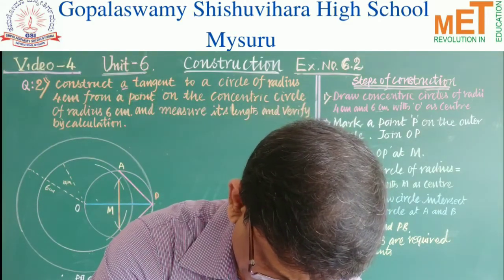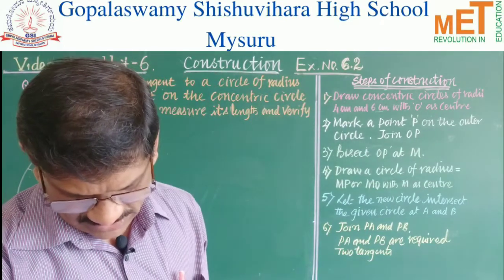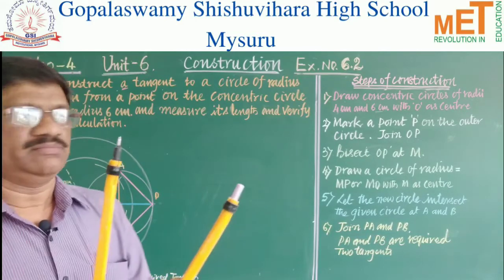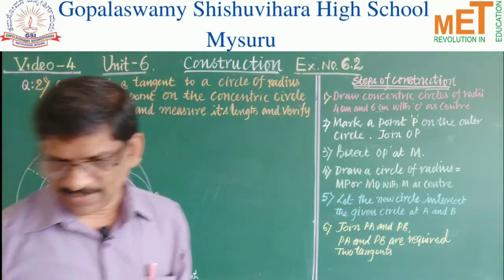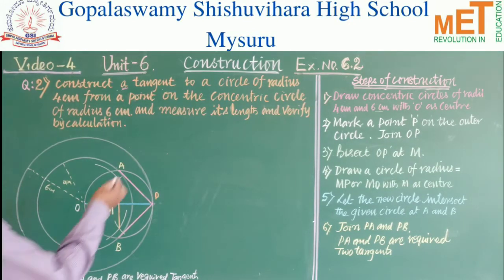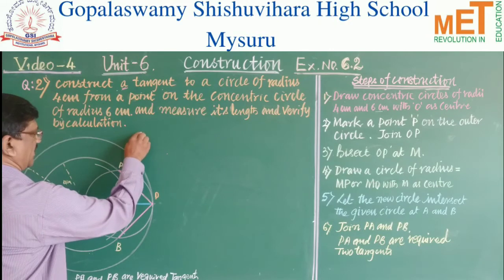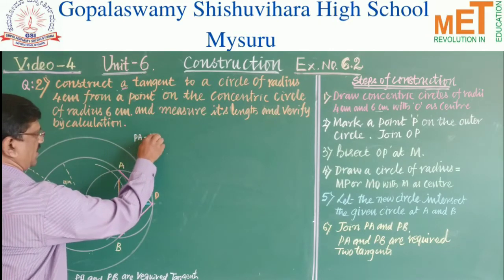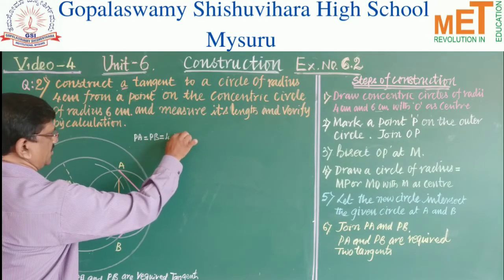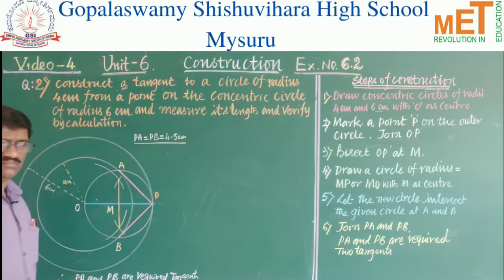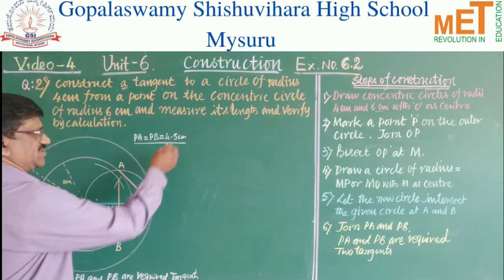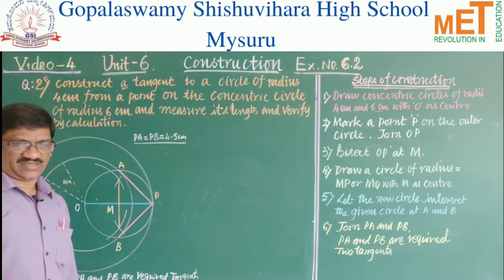I am getting 4.5 in the measurement. So by measurement, what I got here, PA is equal to PB is equal to 4.5 centimeter. That is in between 4.4 and 4.5. So I will consider this as 4.5 centimeter.